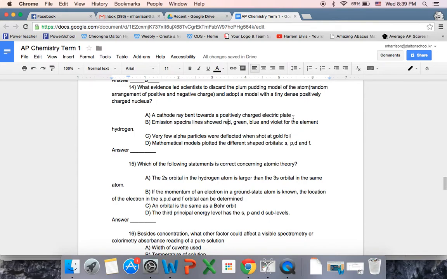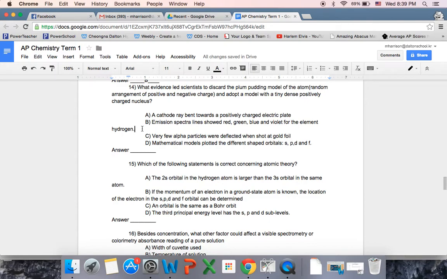Emissions, so looking at the other options, cathode ray bent towards a positively charged electric plate. Well, this is just demonstrating that cathode rays are electrons being affected by positive charges. Emissions spectral lines showing red, green, blue, and violet for the element hydrogen. This has absolutely nothing to do with it. This has to do with the fact that we have quantized emissions coming out of the element.